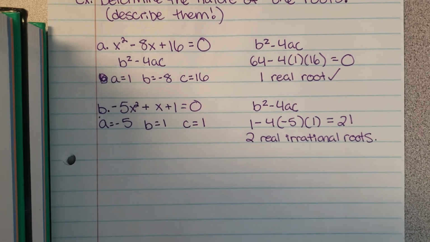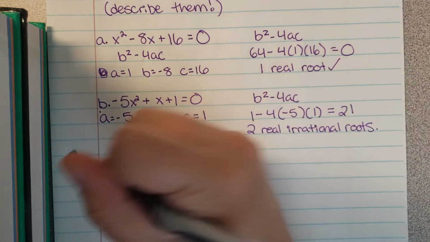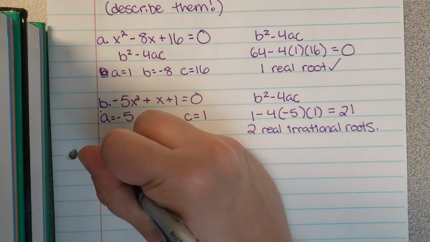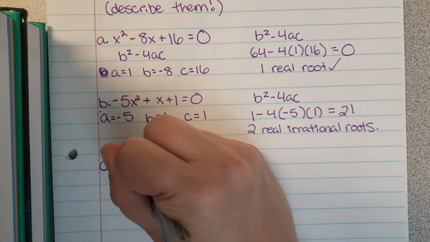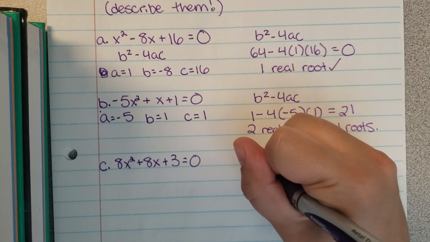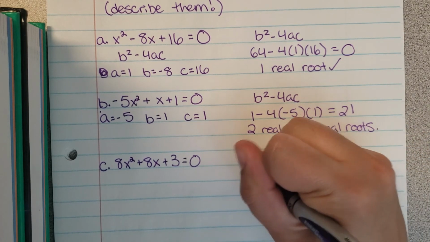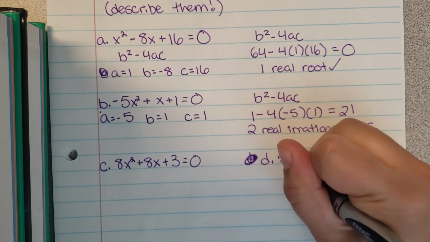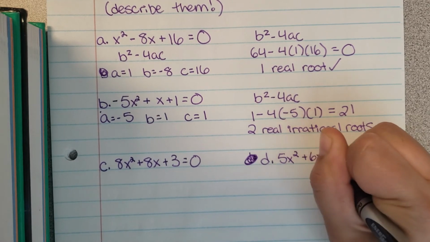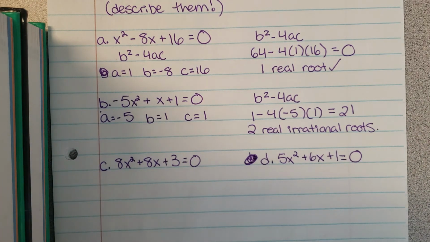All right, two more. And you may want to pause the video and try these on your own before you check the answers. For C, we are going to do 8x squared plus 8x plus 3 equals 0. And D is going to be 5x squared plus 6x plus 1 equals 0. So pause the video now and give these a try, find the discriminant, and then use it to describe the nature of the roots for each of these quadratics.